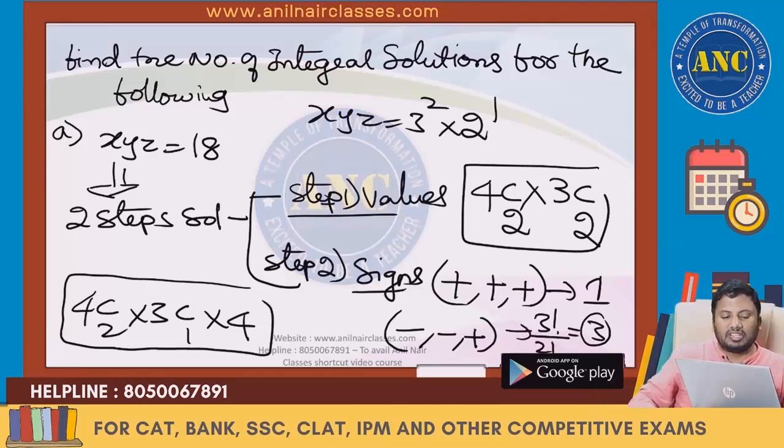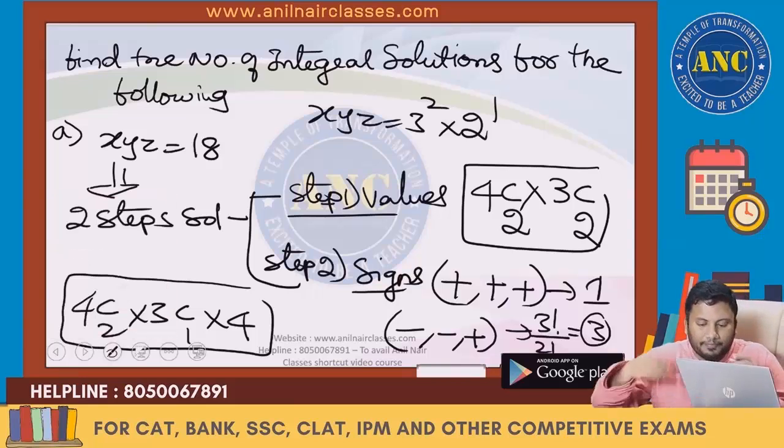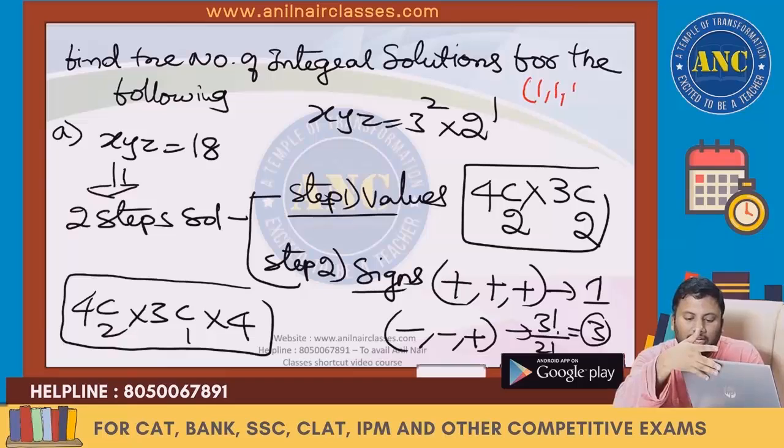4C2 into 3C1 into 4. Why? Because this may not be one value. It may not be 18. It could be minus 1, 18. It could be 1, minus 1, minus 18.